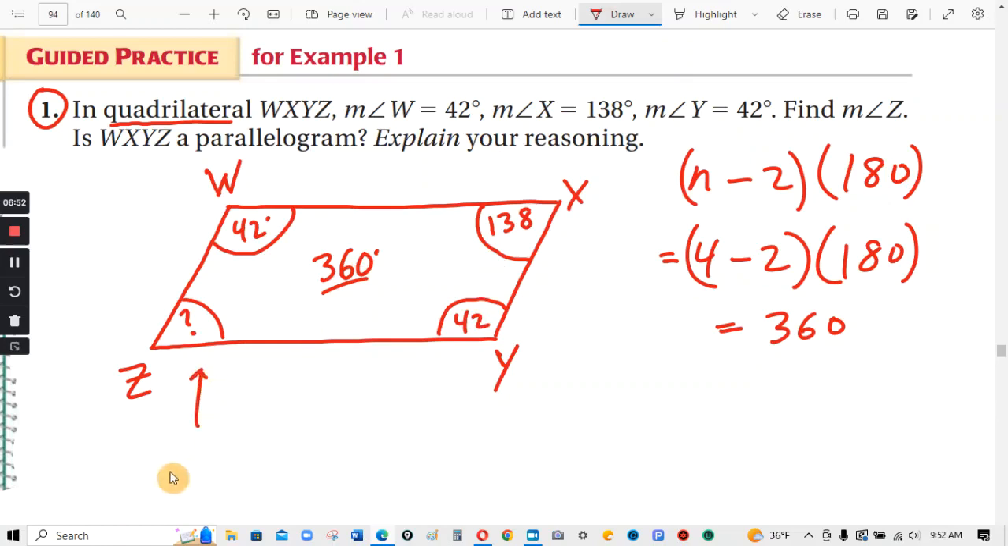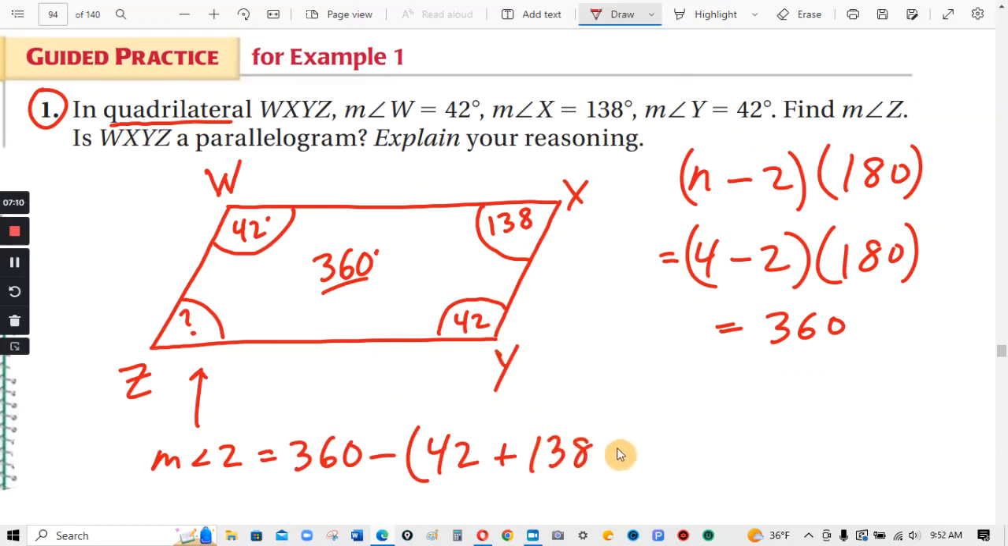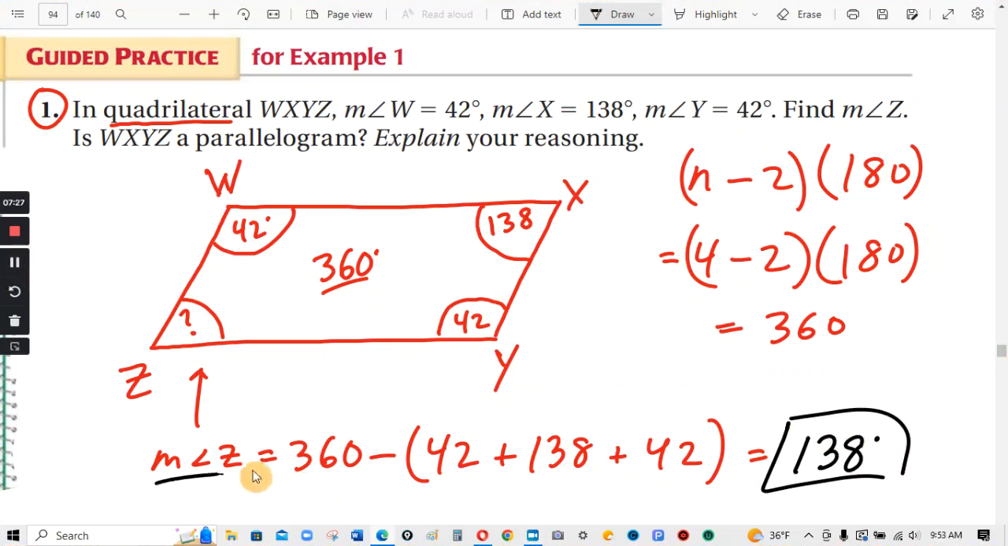So we're right here. The measure of angle Z is going to equal 360 minus 42 plus 138 plus 42. This is the measure of angle Z. So I'll do this on the calculator. On the calculator, I get 138, and that's in degrees. So that is the measure of angle Z. So right in here, I'll fill in the 138.